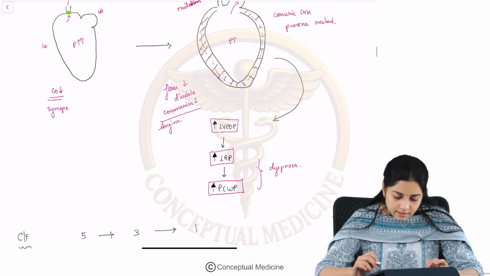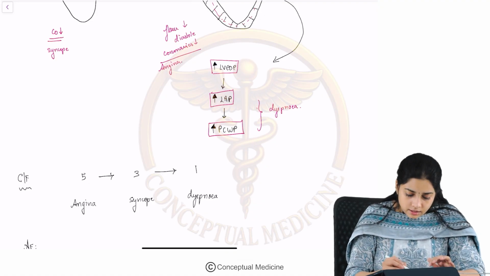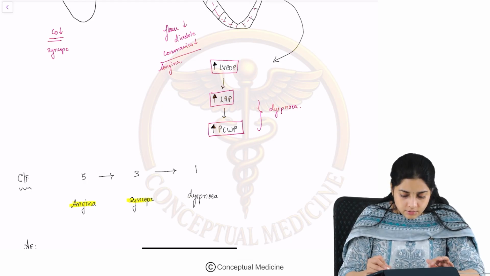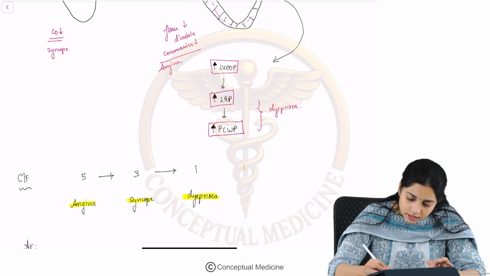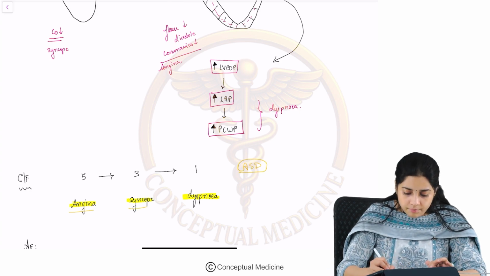Now let us understand the symptoms. The first symptom which is seen in aortic stenosis is angina, followed by syncope, followed by dyspnea. You remember this with the mnemonic ASD. So this is angina, syncope and dyspnea.